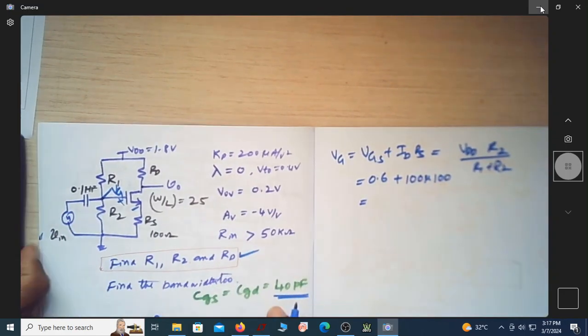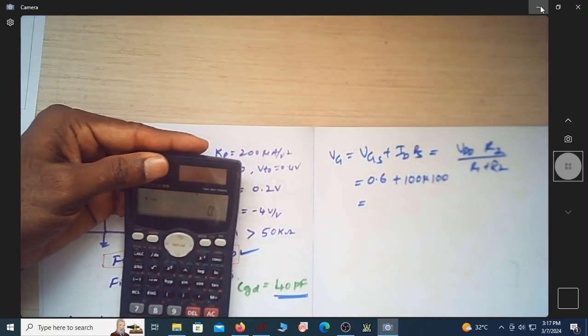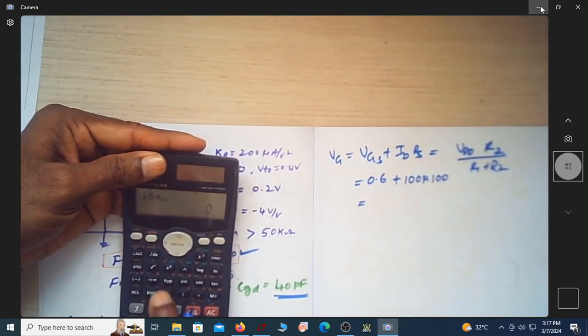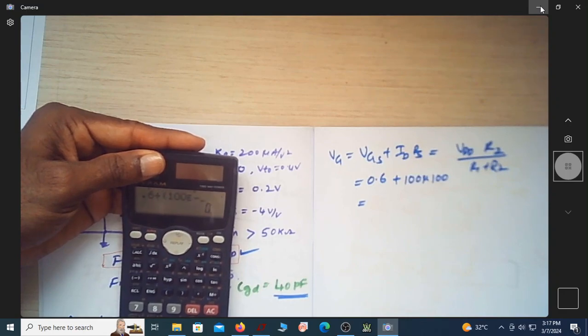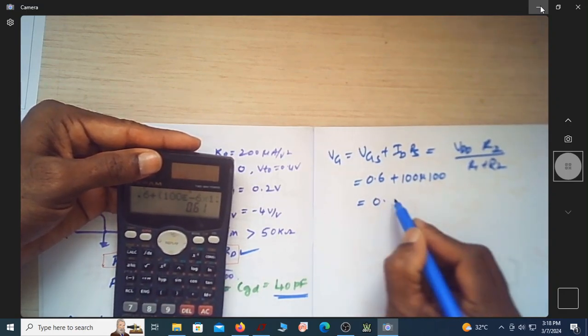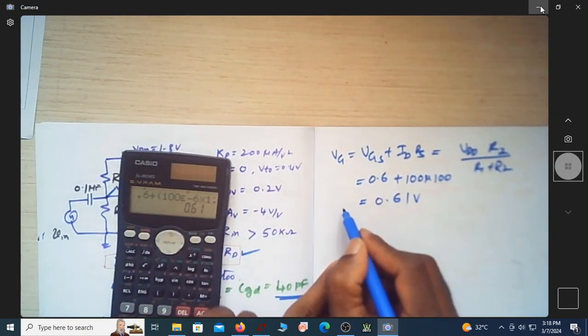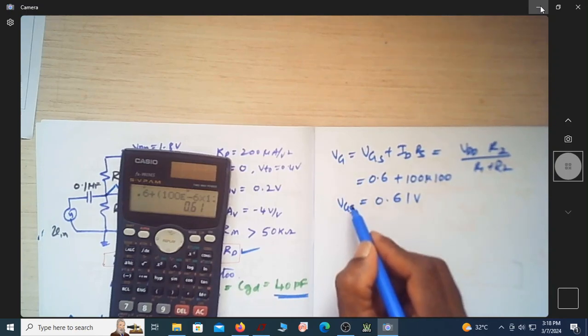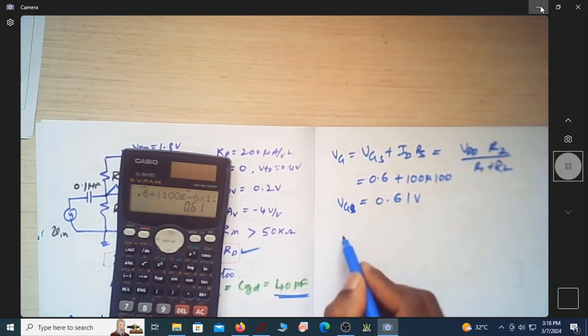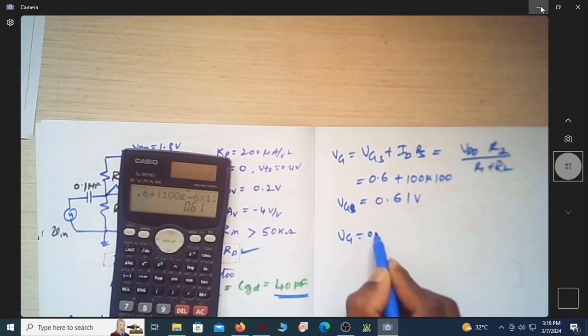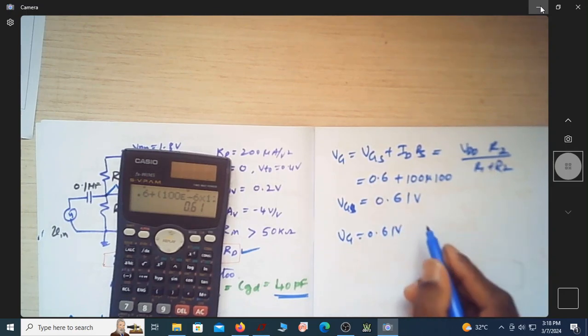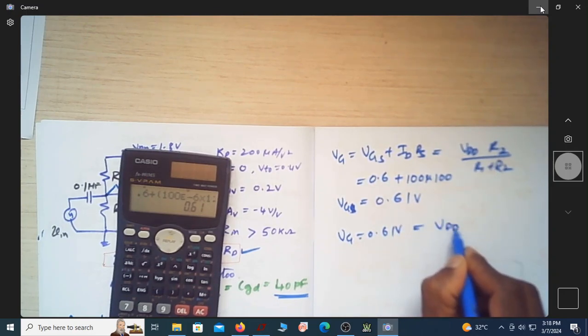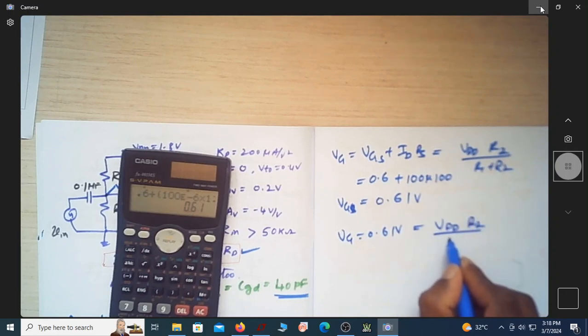So this becomes 0.6 plus 100 into 10 to the power minus 6 into 100. It's actually 0.61 volt is VG. This is actually VG. VG is 0.61 volt, which is equal to VDD R2 by R1 plus R2.